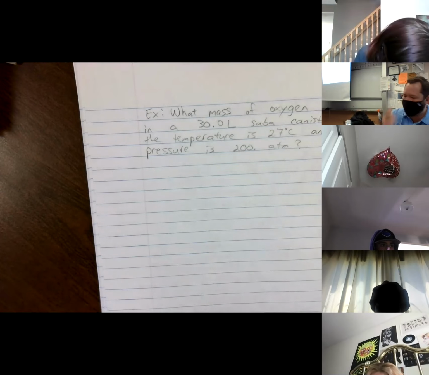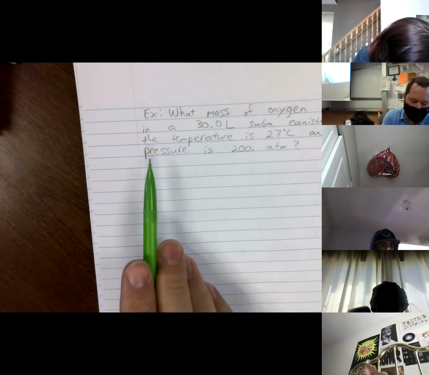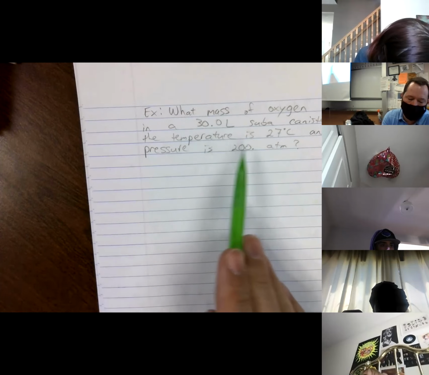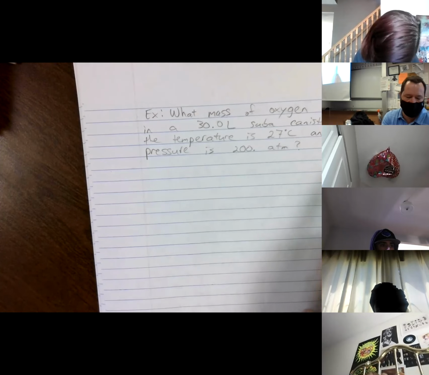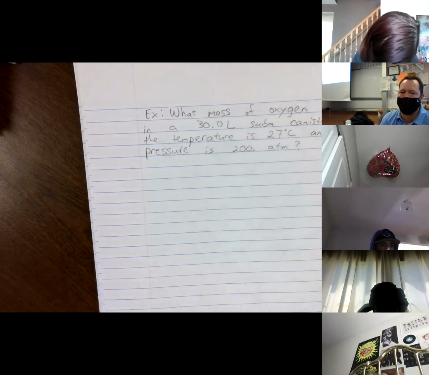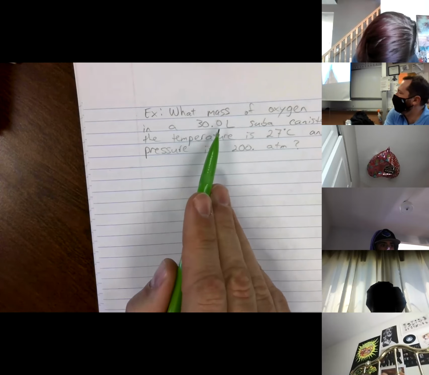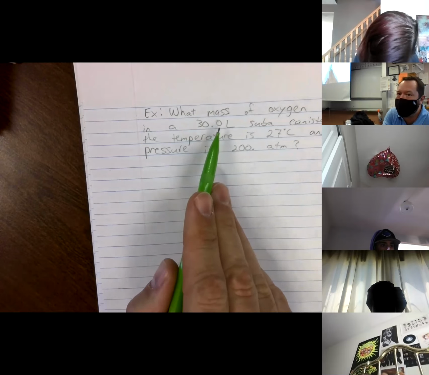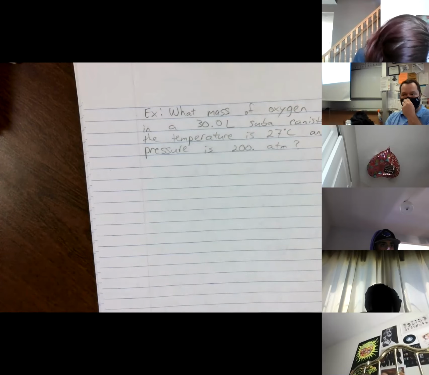All right, so second example here. What mass of oxygen gas is in a 30 liter, so there's a volume, scuba canister if the temperature is 27 degrees Celsius and the pressure is 200 atmospheres? Here's why people freak out when they see this one. We don't know how to solve for mass. People always get confused, like, well, there's no variable for mass. n is for moles, but there's nothing for mass. And you'd be right, there isn't.